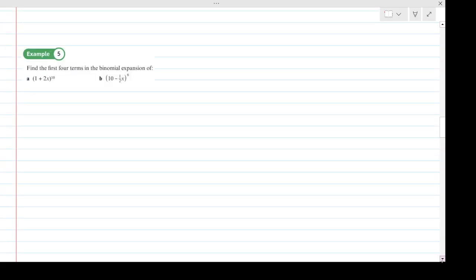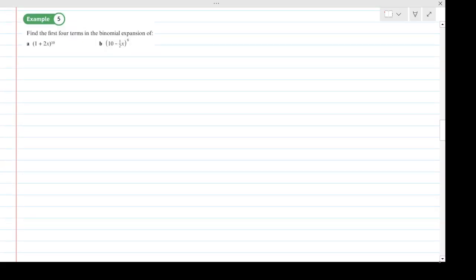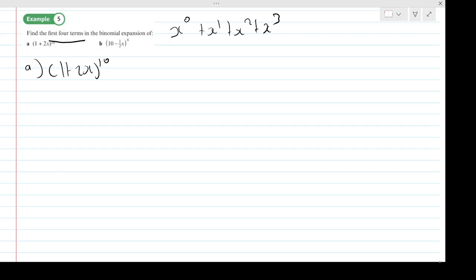This example then, it says now find the first 4 terms of the binomial expansion of firstly 1 plus 2x to the 10. So this time it's not asking for the whole expansion, just the first 4 terms. Now what it means by first 4 terms is the first 4 terms are powers of x. So we start from x to the 0, then x to the 1, then x squared and x cubed. That's 4 terms, right? So we only want to get to the x cubed part, okay?